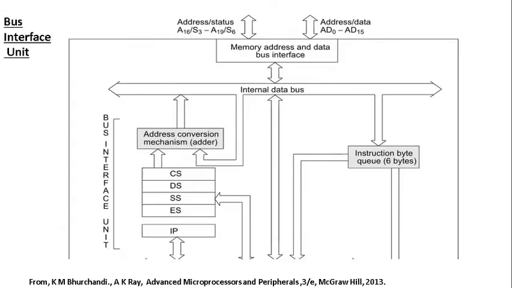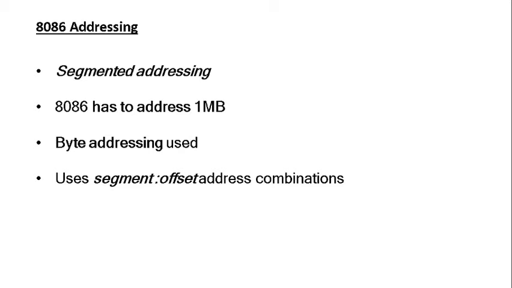Now we will see a detailed view of the bus interface unit, how the segment registers, as we outlined earlier, will take part in indexed addressing, and what are the addressing problems faced by 8086. In case of 8086, it has to address 1 MB of RAM. And as we know, each byte of this 1 MB is individually addressable, so that is known as byte addressing, right?